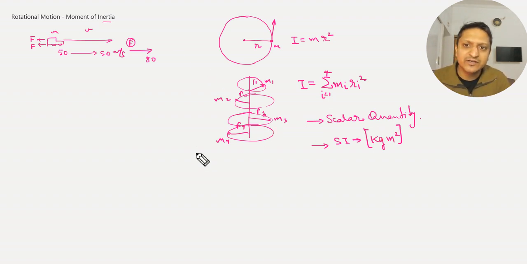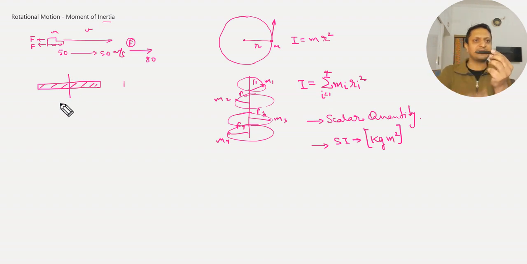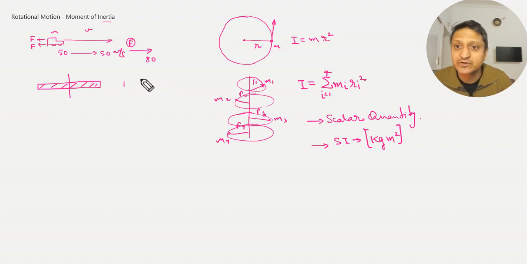Now for the continuous objects. Continuous objects means, suppose there is some bar like this, and this is the axis of rotation. This is a pen and it is moving like this from the center. If it is moving like this, it will have a different moment of inertia.